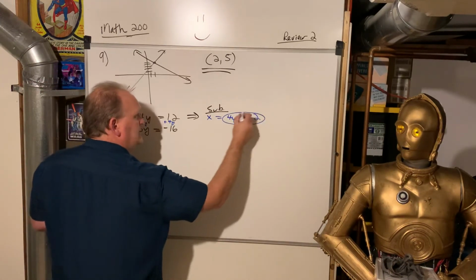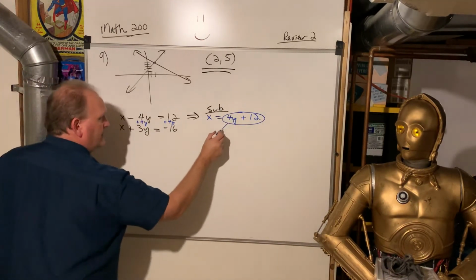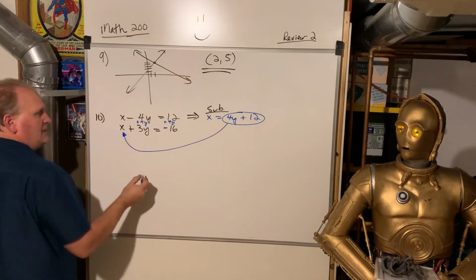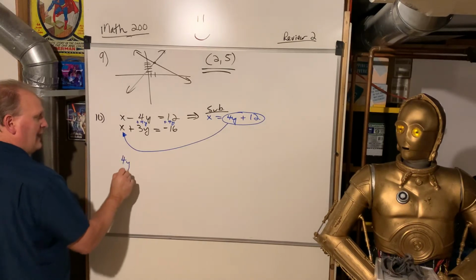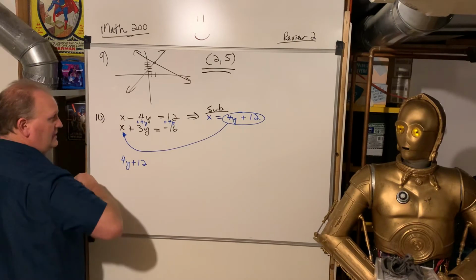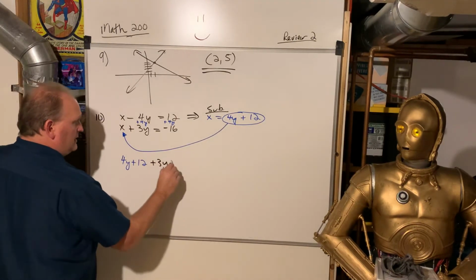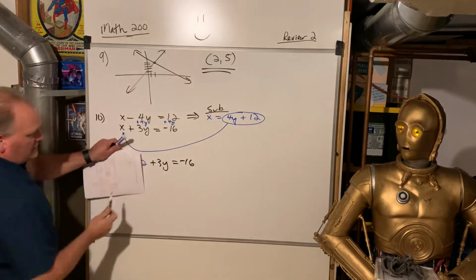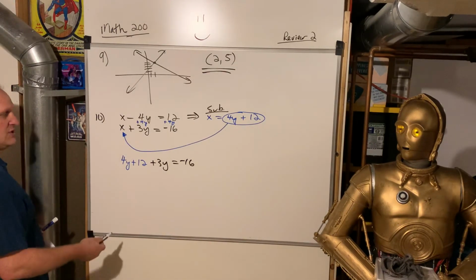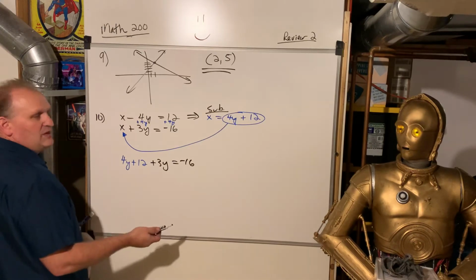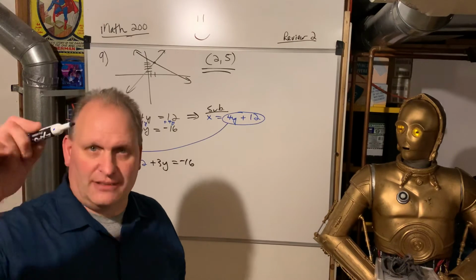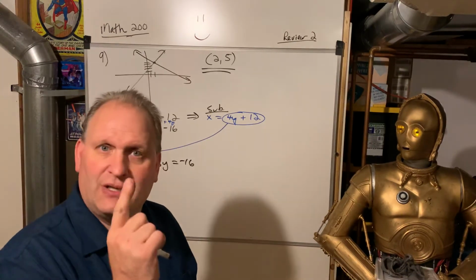Now, we take that 4y plus 12 and we stick it back into the other equation. So we get this, 4y plus 12, where the x used to be, but then still plus 3y equals negative 16. So we just replaced the x with 4y plus 12. Why would we do such a thing? Well, we tricked it out to be one variable. That's exactly what we're doing when we do the elimination method. We're tricking it out to be a single variable.